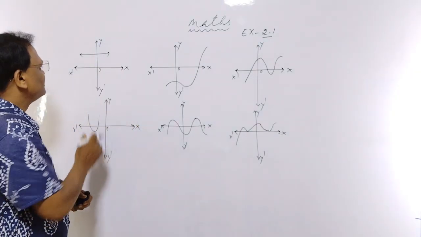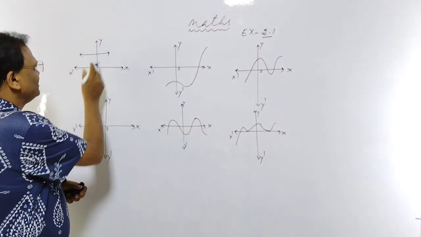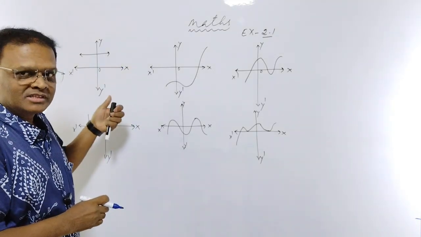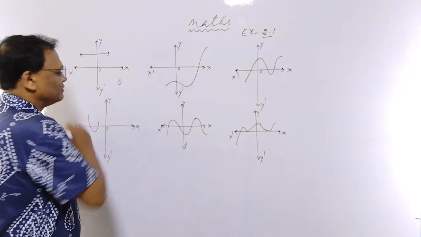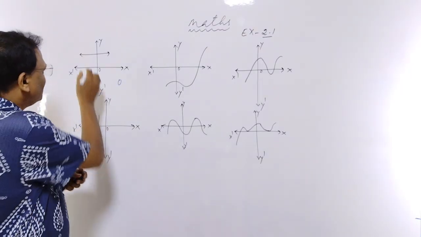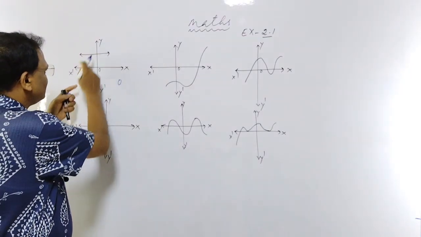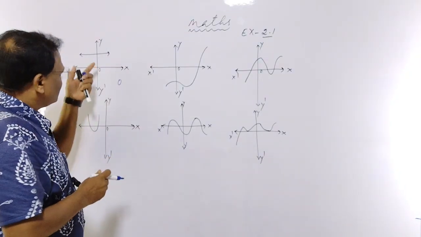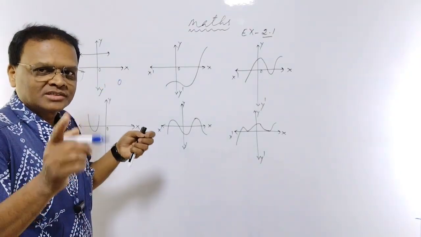In this graph, this graph doesn't touch your x-axis. So therefore, the number of zeros in this graph is 0. Why? Because this graph is not touching your x-axis. Our main point is the graph must touch your x-axis.